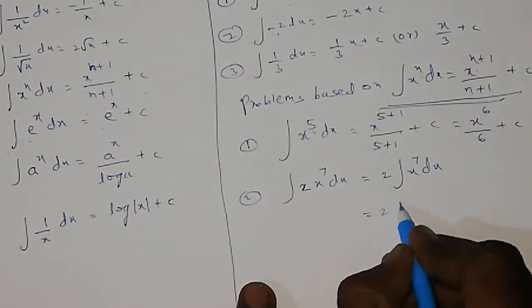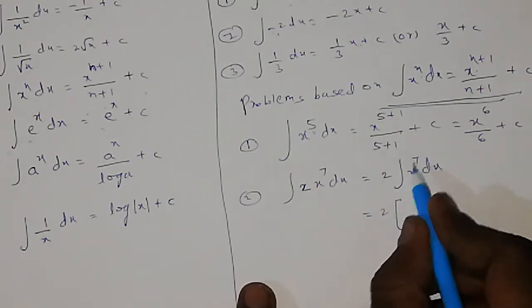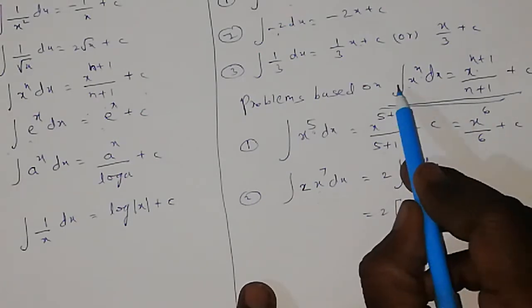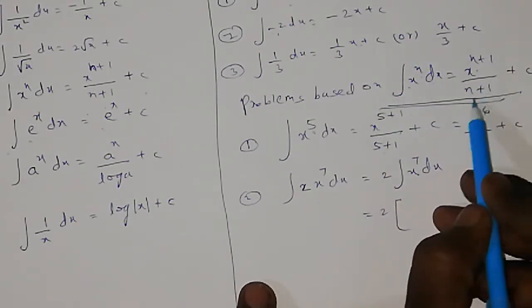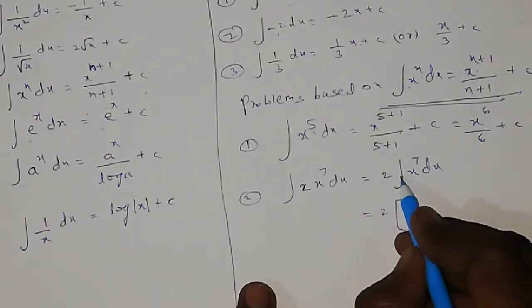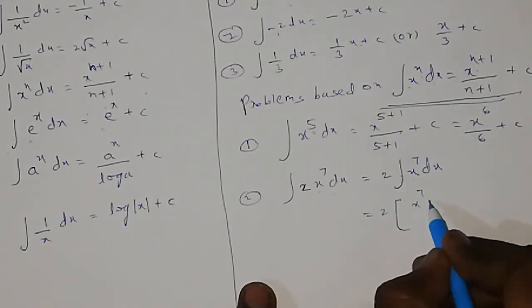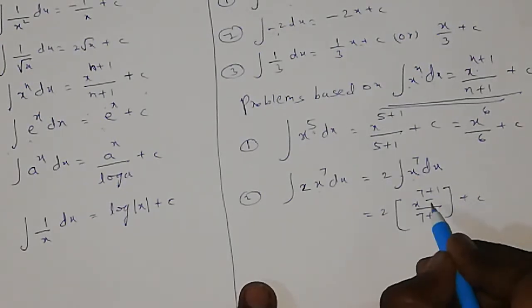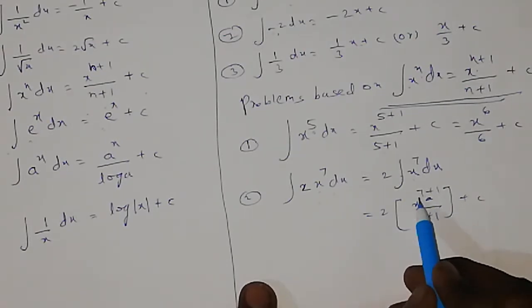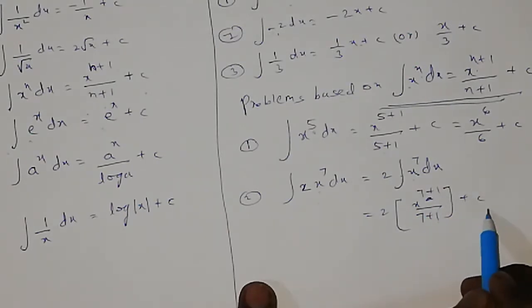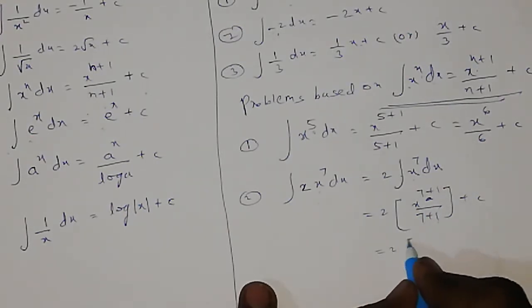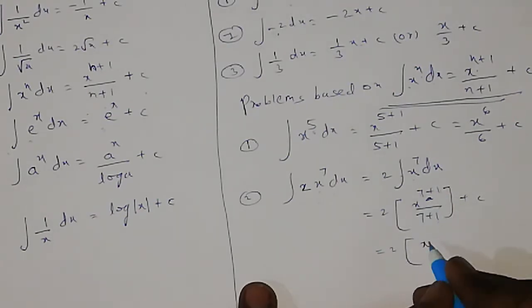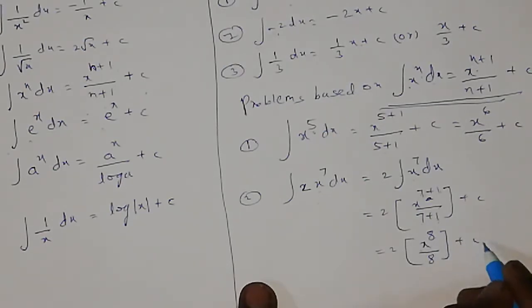Now 2 into integration of x power 7, it is in which form? X power n dx form. Integration of x power n dx is equal to x power n plus 1 by n plus 1. So integration of x power 7 dx becomes x power 7 plus 1 by 7 plus 1 plus c. We have to write the number as the power of x. So it becomes 2 into x power 8 by 8 plus c.